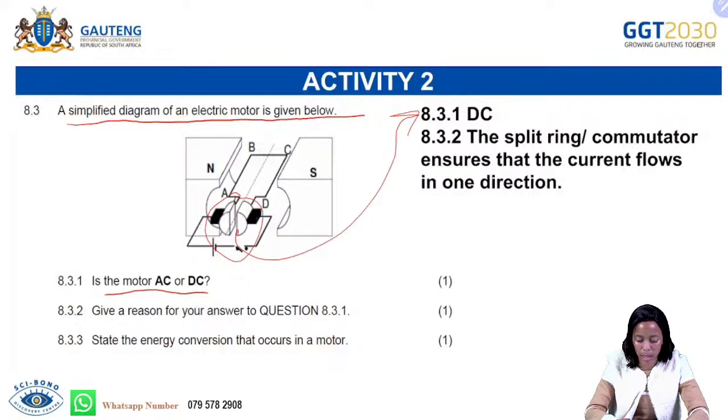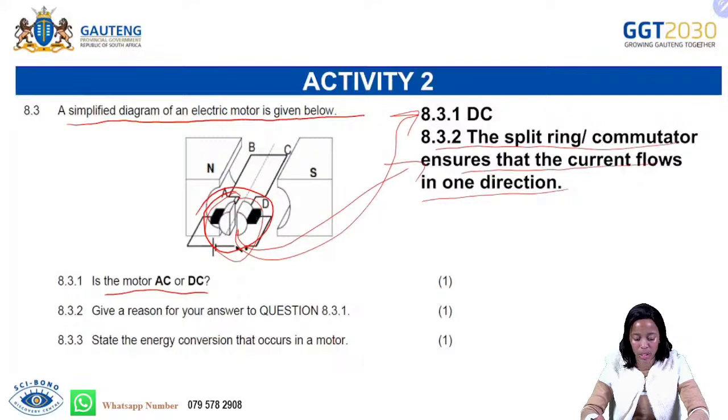We said the split ring commutator ensures that the current is going to be flowing in one direction. But if we had 2 rings there that are connected to each other, that don't have a space there, it would therefore mean that that would now be an AC motor. But because we have a split ring, it therefore means that it's representing a DC motor.